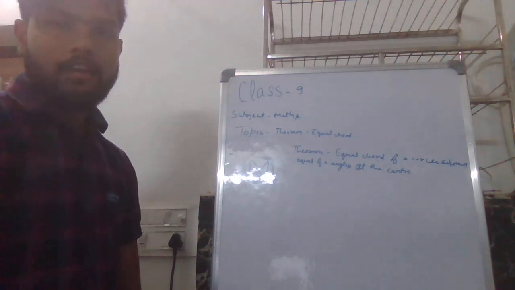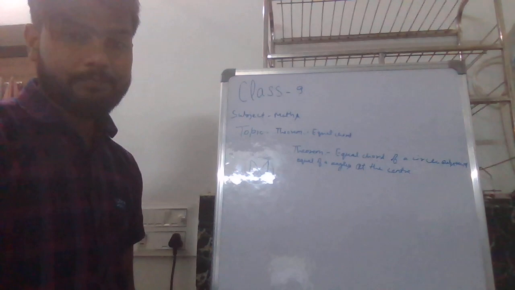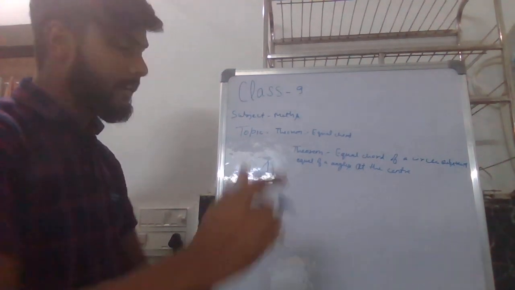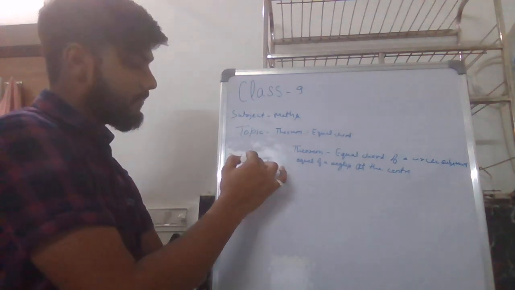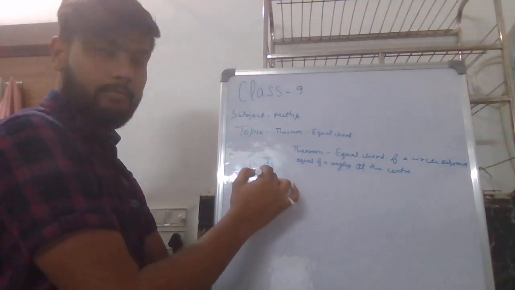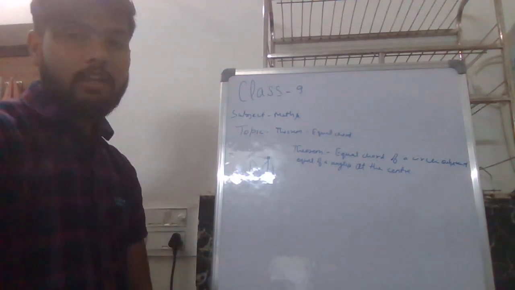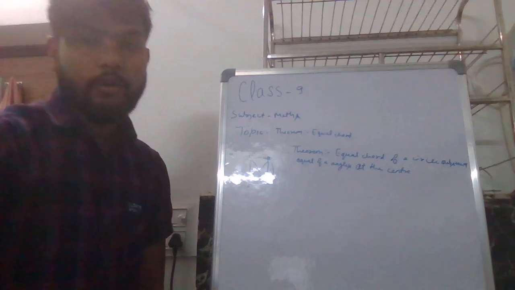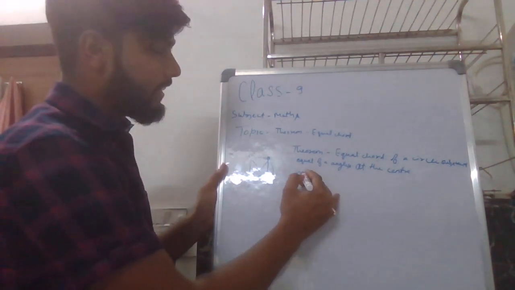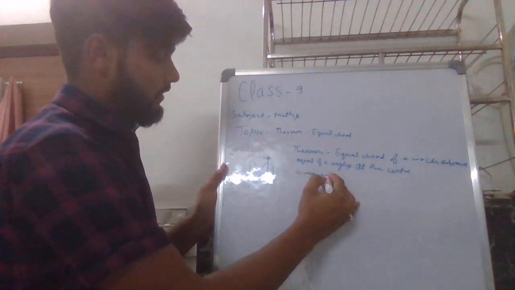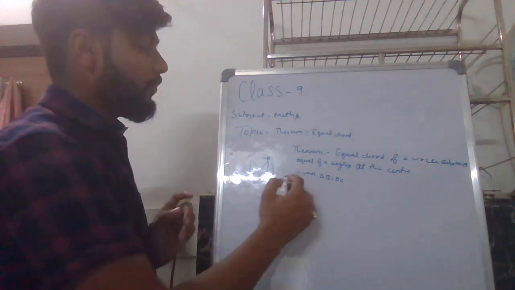Now we will name this figure: A, B, O, D and C. After doing this, we have to prove what is given here. Given is AB is equal to DC.